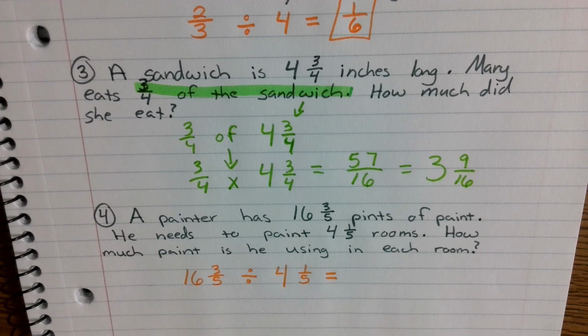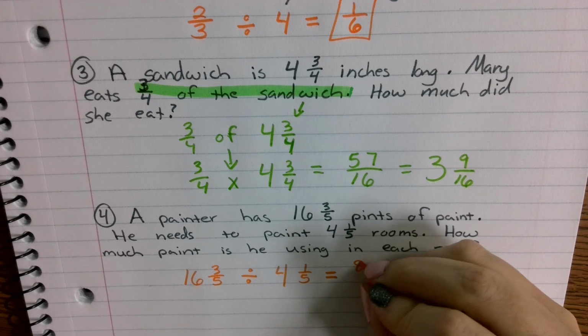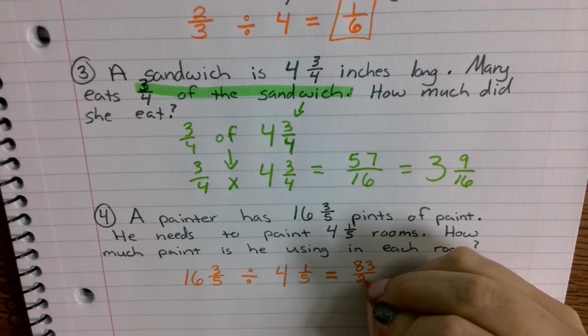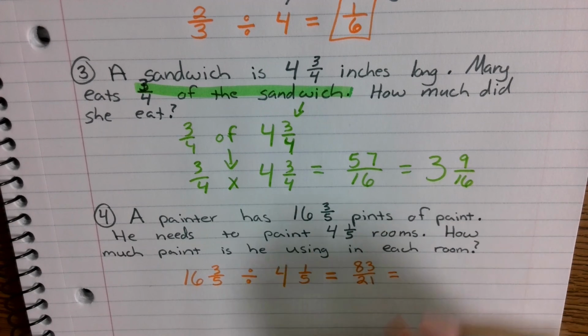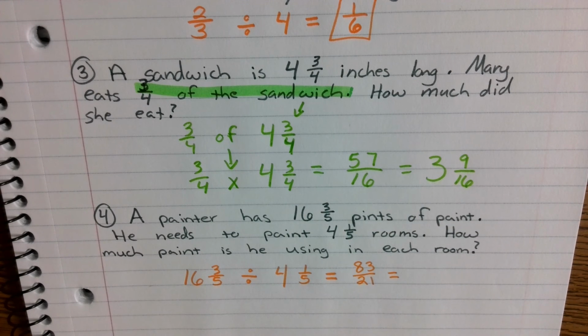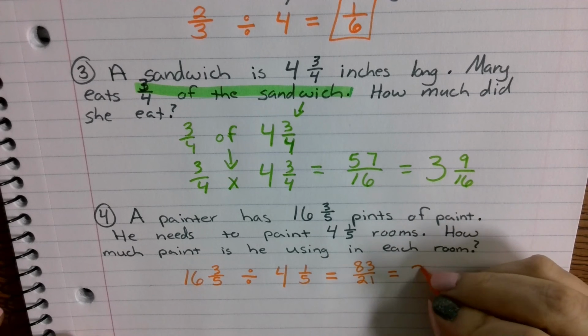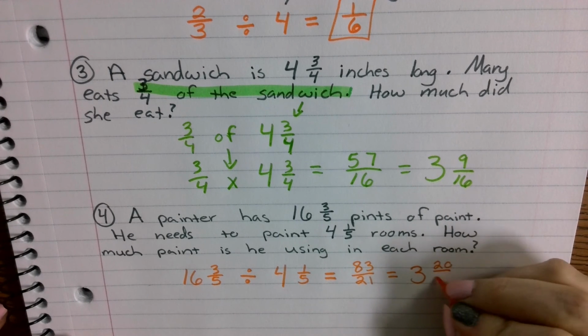Who can raise their hand and tell me what improper fraction did you get? Italia? Very good. 83/21. And what is that going to be as a mixed number, Caden? 3 20/21. Good.